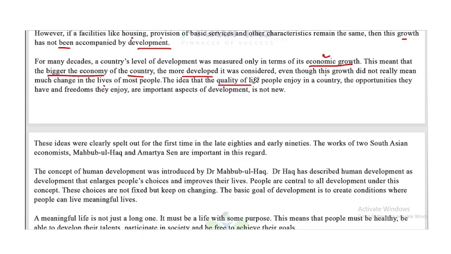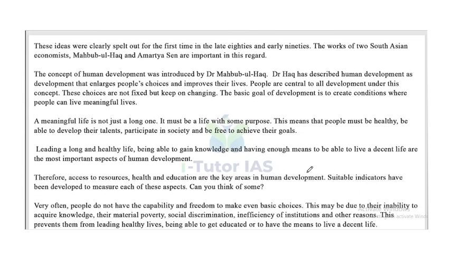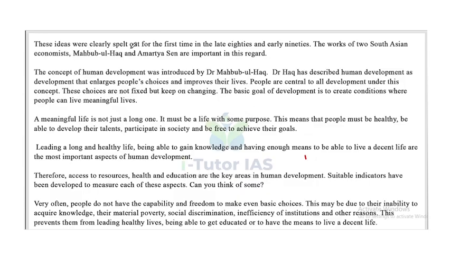The idea that the quality of life people enjoy in a country, the opportunities they have and the freedoms they enjoy are important aspects of development is not new. These ideas were clearly spelled out for the first time in the late 1980s and early 90s. The works of two South Asian economists, Mahbubul Haq and Amartya Sen, are important in this regard.